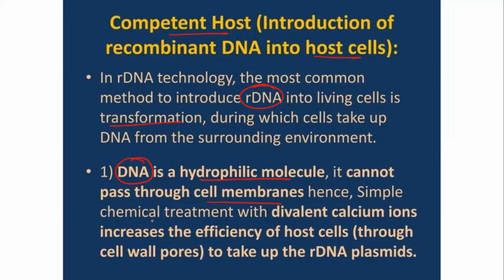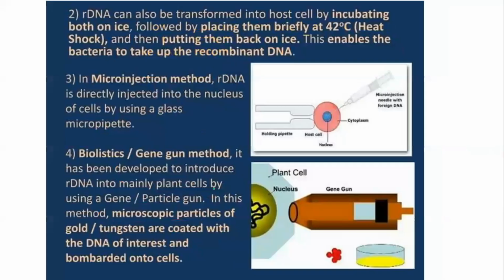Hence, simple chemical treatment is done with the divalent calcium ions and increases the efficiency of host cells to take up the rDNA plasmid. So, there are many techniques to insert the DNA into the host cell. They do some chemical treatment using divalent Ca2+ cations, and this increases the efficiency of the host cells to take up the DNA through the cell wall pores. The DNA will be inserted into the host cell. That is the chemical method.